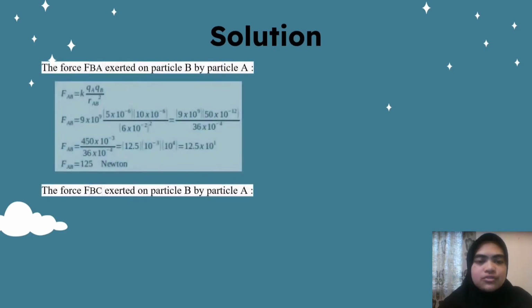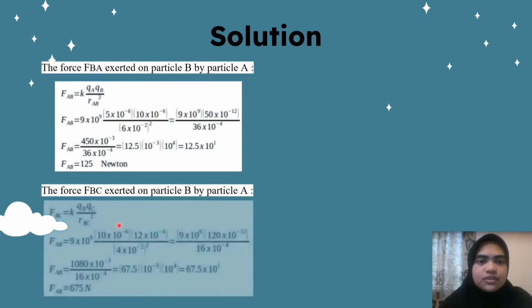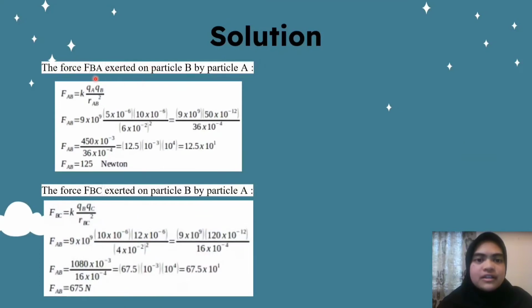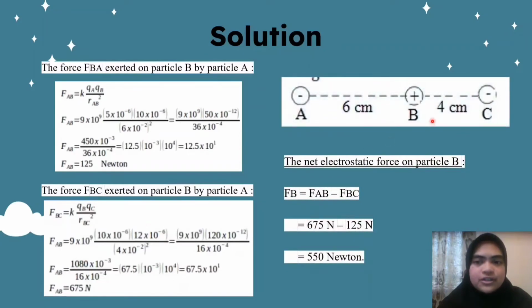Now, the next step to solve this question is we need to find the force that is acted when A acts on the charge B. So, we use the formula F equals K, QA multiplied by QB, divided by the distance between them squared. The distance, which is 6 cm, needs to be converted into meters, and we will substitute the values of A and B into the formula given, and we will get the force of AB is equal to 125 Newton.